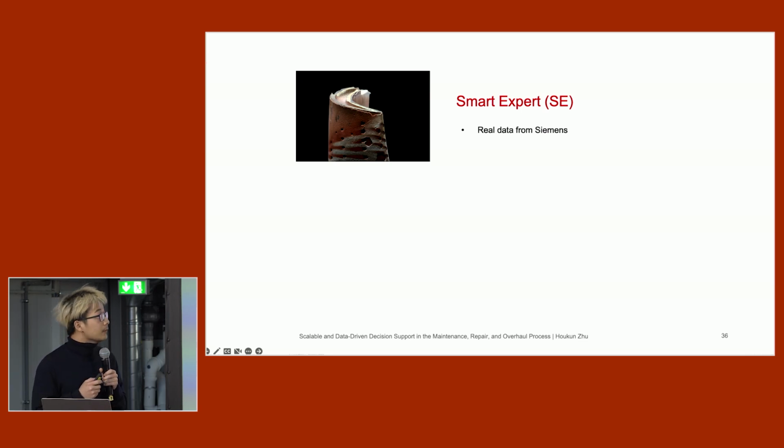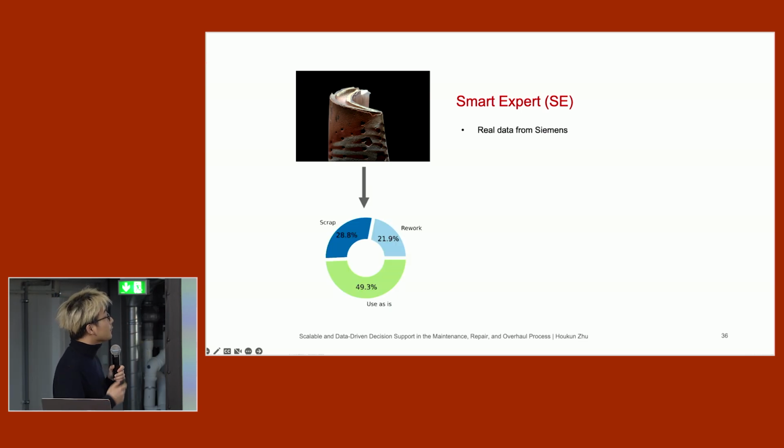Our system is called Smart Export, and we got real data from Siemens. As you can see, the data contains measurements for different blades, and at the same time a repair decision from engineers, what they decided for each blade. For example, scrap means we don't need the blade anymore, so we just destroy it. Rework means we need additional repair operations so that the blade can be used later. And used as is means the blade is good to be put back for a customer to use.